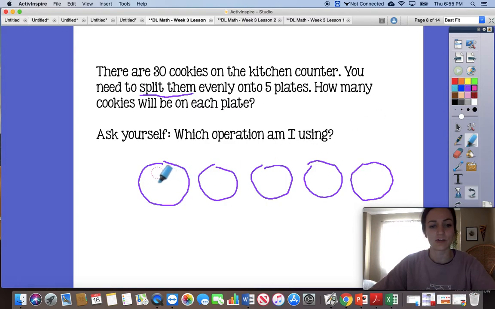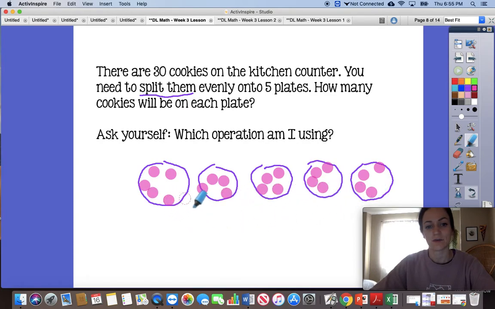Okay, and then I'm going to split my cookies onto them. So I have 30 cookies. This is going to take a little bit. 1, 2, 3, 4, 5, 6, 7, 8, 9, 10, and so on up to 30. Okay, so I have 30 cookies and I split them evenly onto 5 plates. How many cookies are on each plate? 6, right? So 30 cookies divided by 5 plates gives me 6 cookies on each plate.